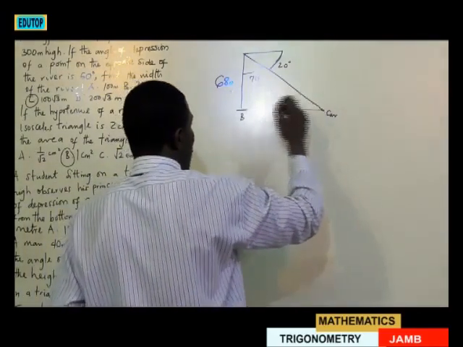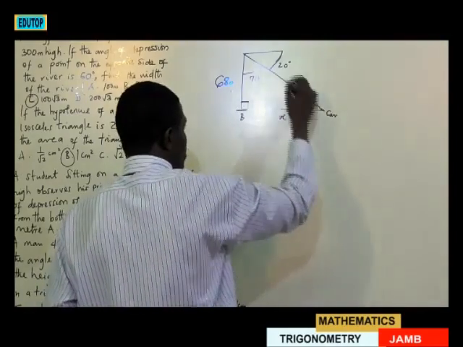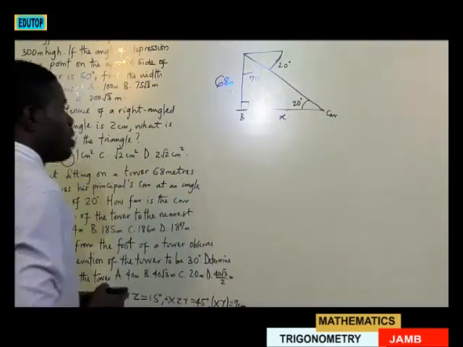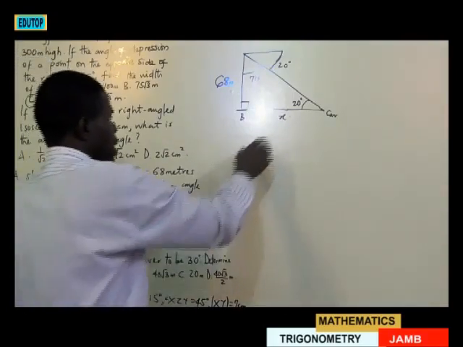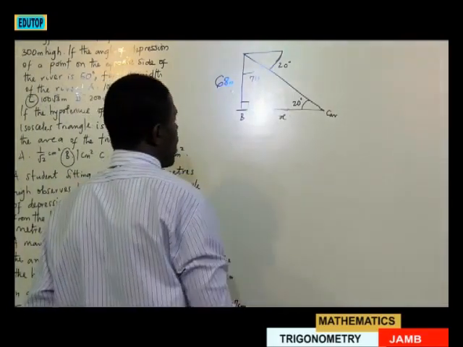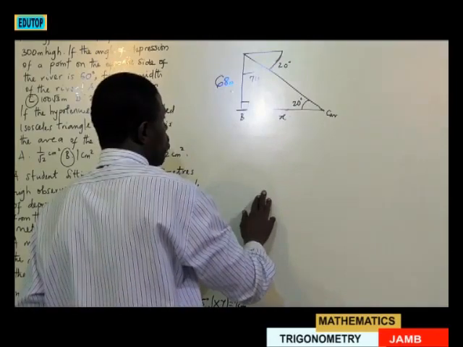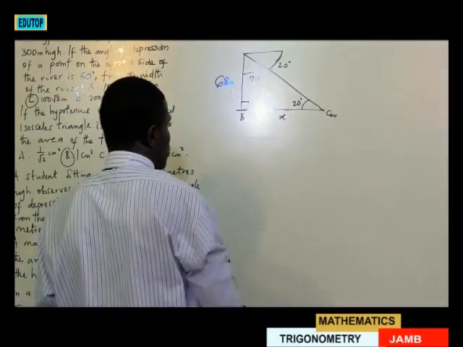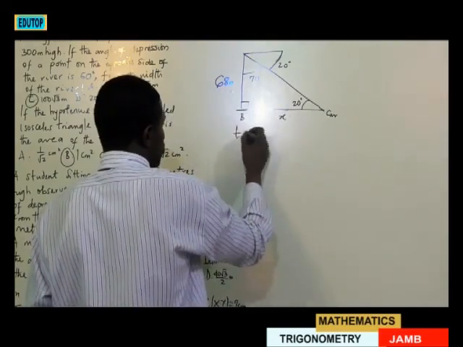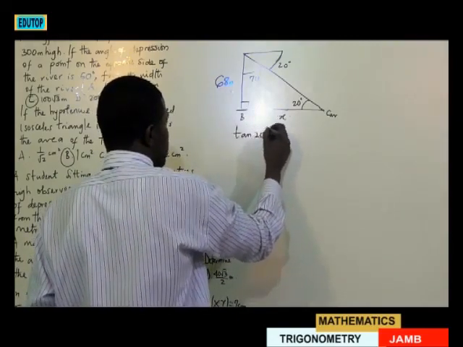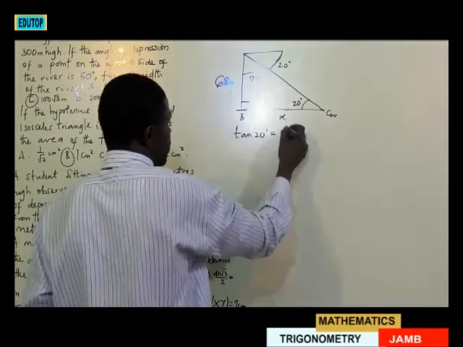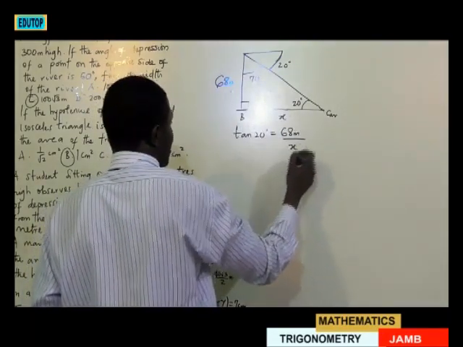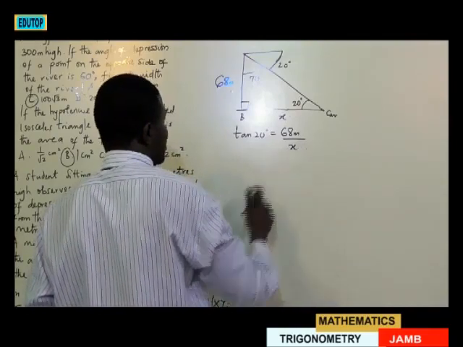And we know that our angle of depression is equal to the angle of elevation. So it's 20 degrees. So this angle is 20 degrees, and we're looking for this distance. We can use this formula. I can use this angle by saying opposite over adjacent. So we can say tan 20 degrees equals opposite, which is 68 meters, over the adjacent x.